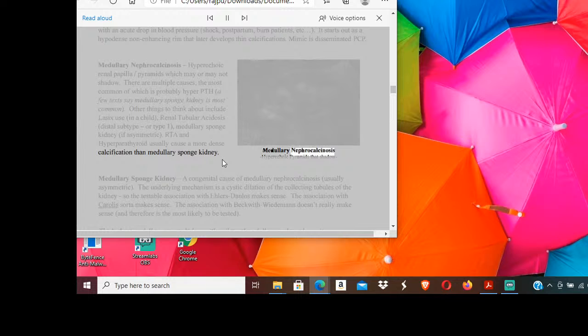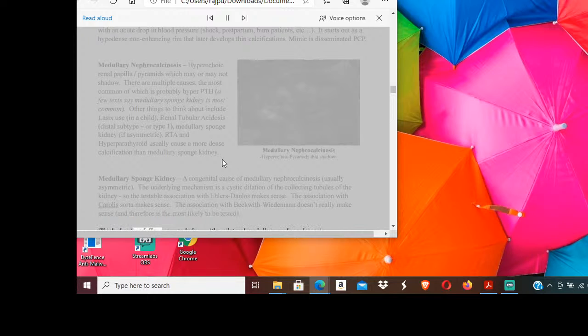Medullary nephrocalcinosis. Hyperechoic pyramids that shadow. Medullary sponge kidney. A congenital cause of medullary nephrocalcinosis, usually asymmetric. The underlying mechanism is a cystic dilation of the collecting tubules of the kidney, so the testable association with Ehlers-Danlos makes sense. The association with Caroli disease makes sense. The association with Beckwith-Wiedemann doesn't really make sense, and therefore is the most likely to be tested.